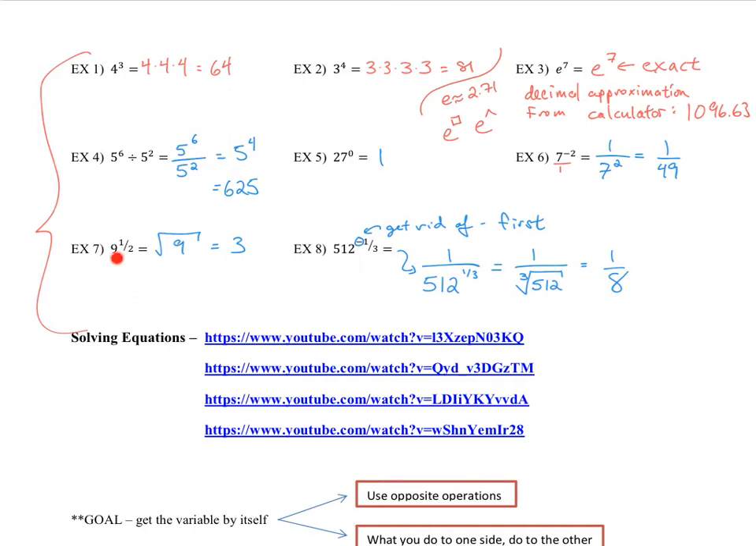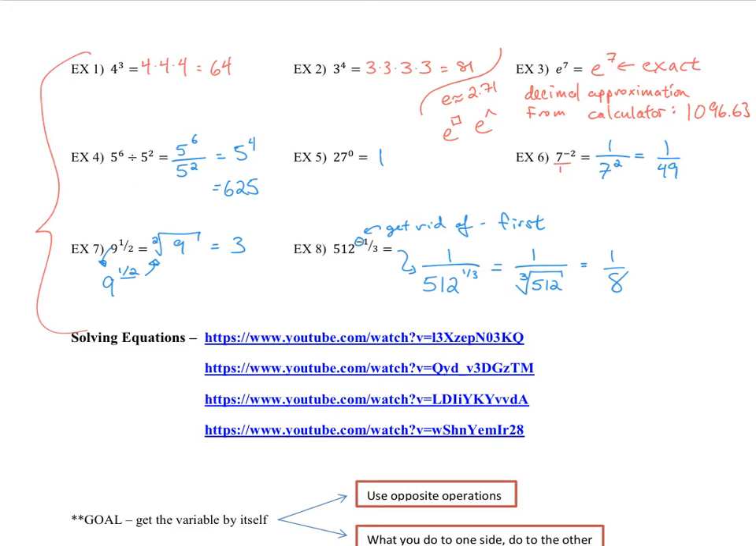Next, we have 9 to the 1/2 power. And I know that looks a little bit clunky. 1/2 power, that's what this means. It'll be much more clear when you're working through your assignments and on exams. But anytime you have a fractional exponent, you want to rewrite it in root or radical form. So 1/2 just means we are taking the square root of 9. And the square root of 9 is 3.